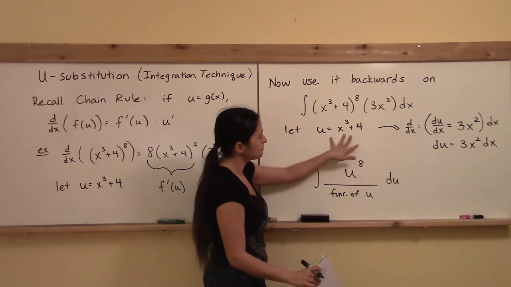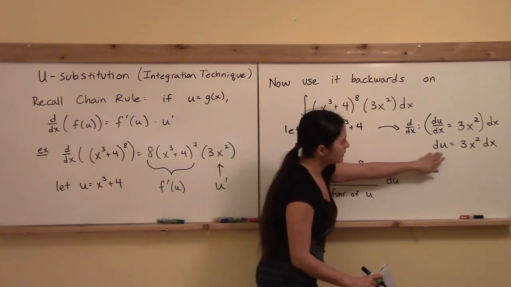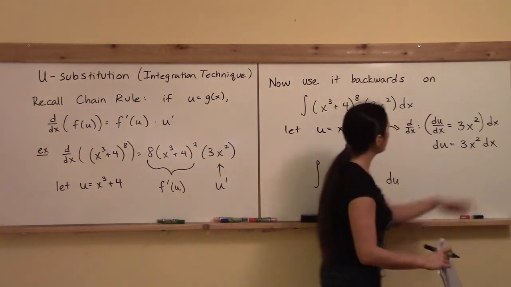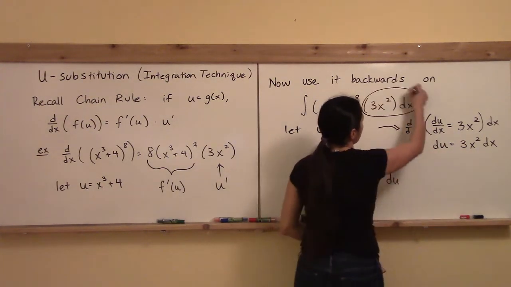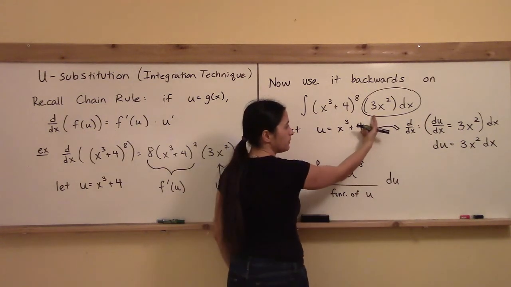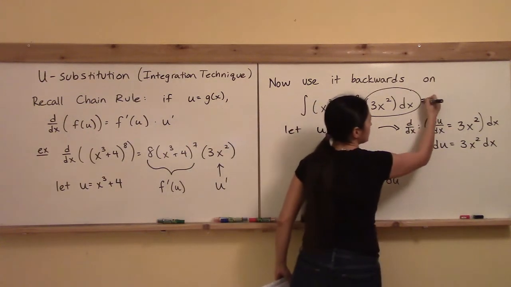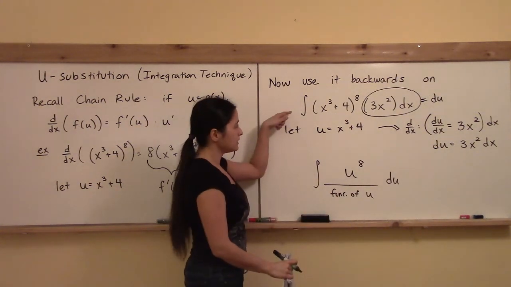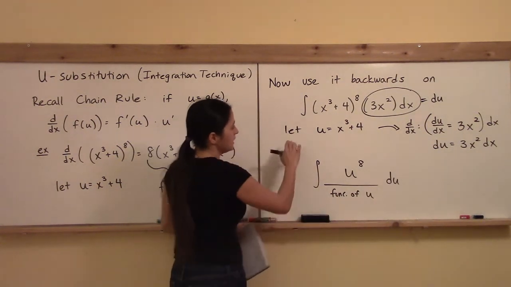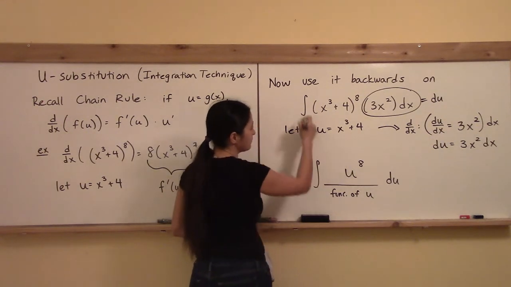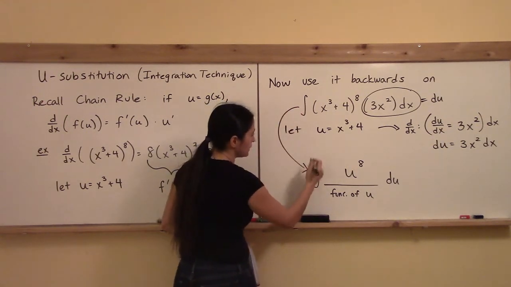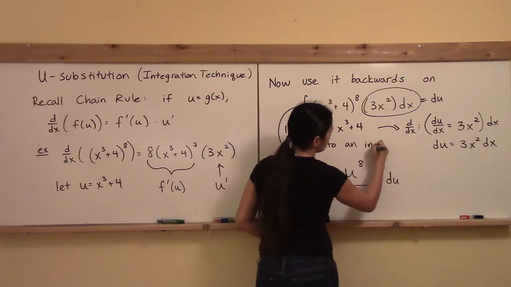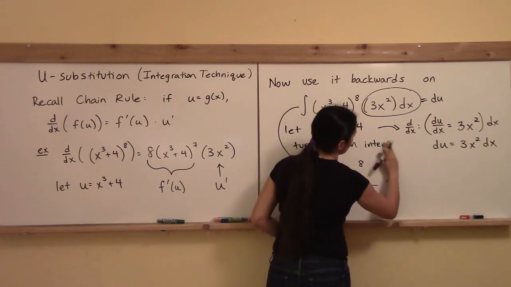Okay, so I have u to the 8th, and look at this, this is really convenient. When I take the derivative of what I've defined as u, I get the fact that the differential du is equal to 3x squared dx. But look, that's what I had right here in my integral. So this part of my integral right here is actually equal to the du. So when I take my integral as a function of x, and I let u equal that inside function, my integral gets translated into an integral du.